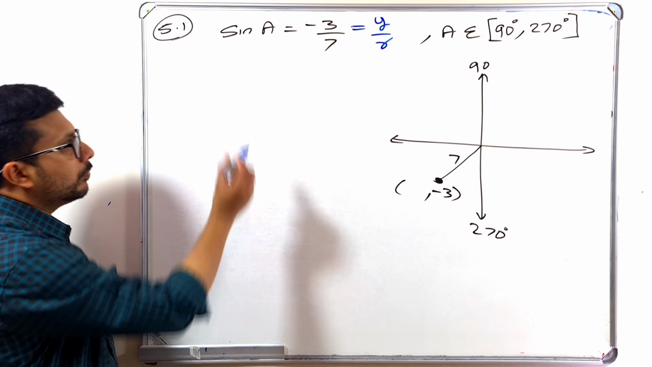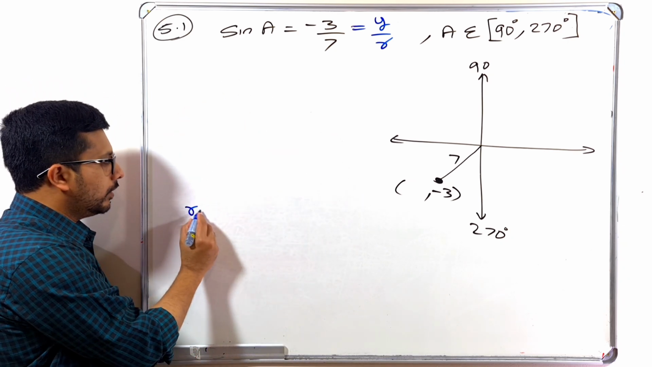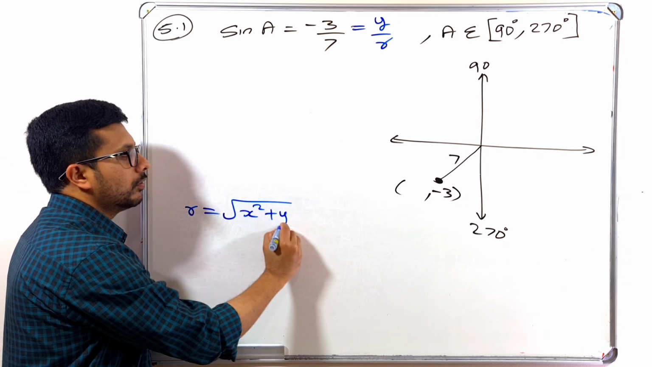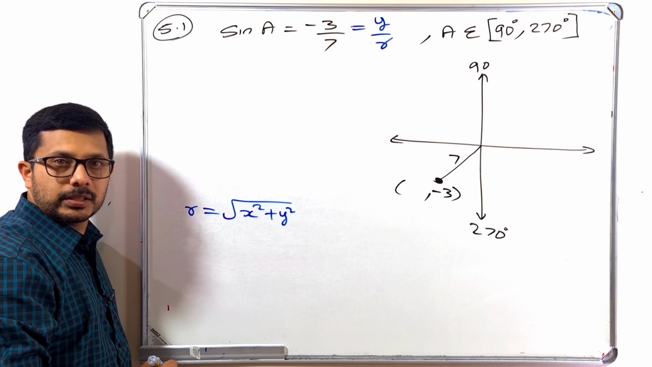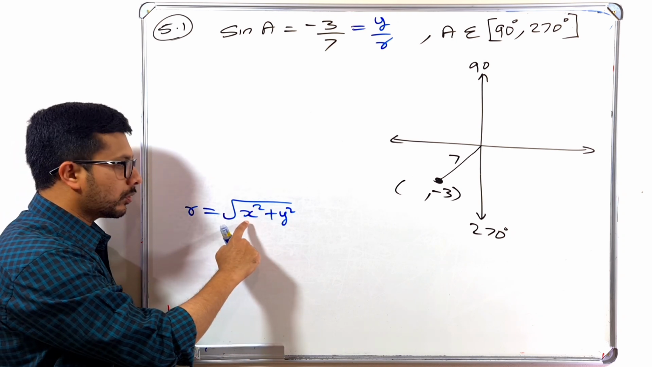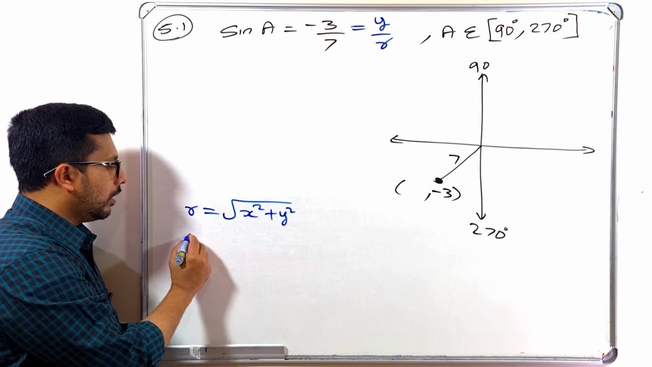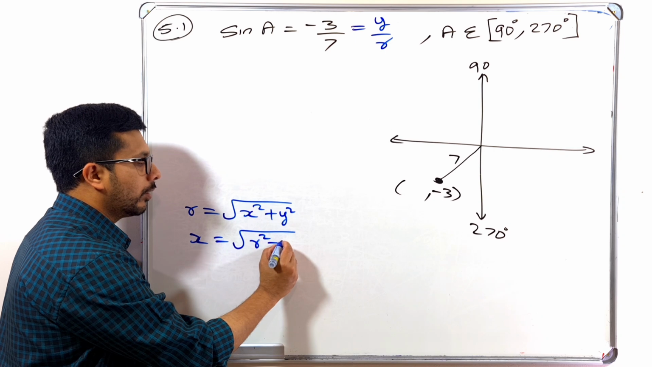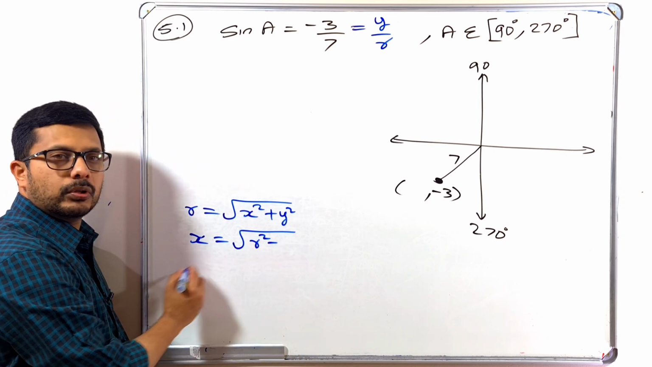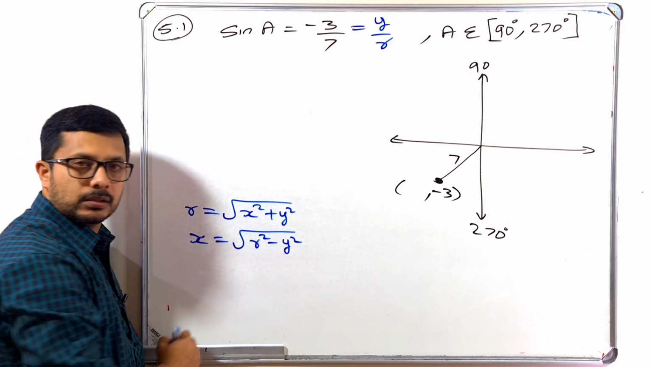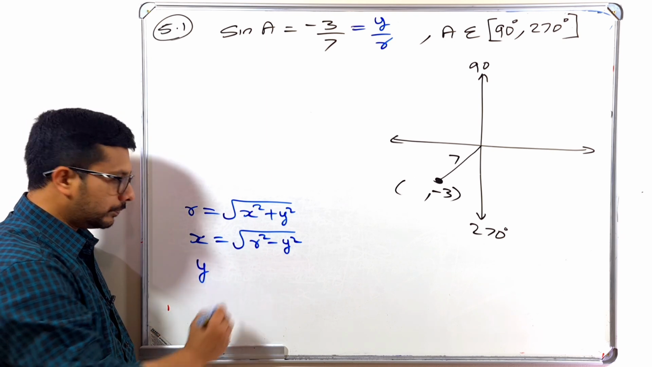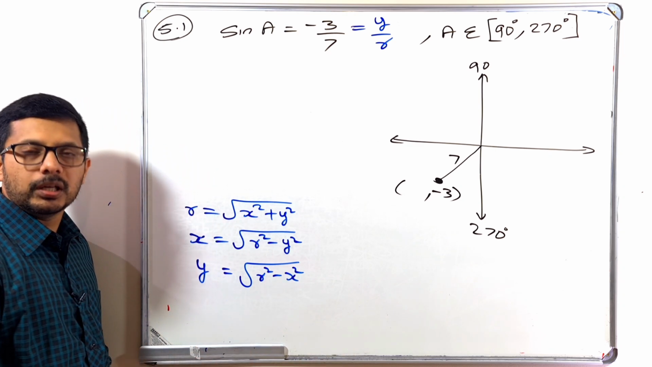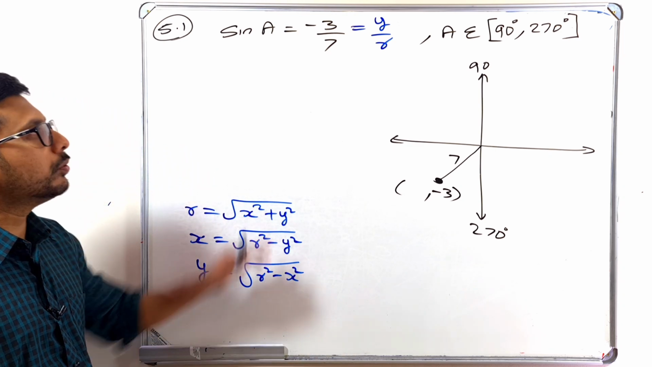Before I go to that, how can I find the value of r? Root of x square plus y square. You remember this one? We can find the hypotenuse like this, root of x square plus y square. And how can you find the value of x? It's very easy to remember. Root of r square minus y square. How can you find y? Root of r square minus x square. You have to remember this, then it's very easy to do this type of question.